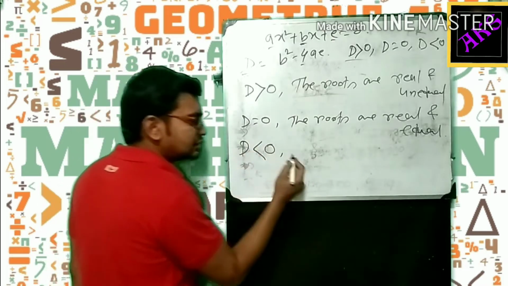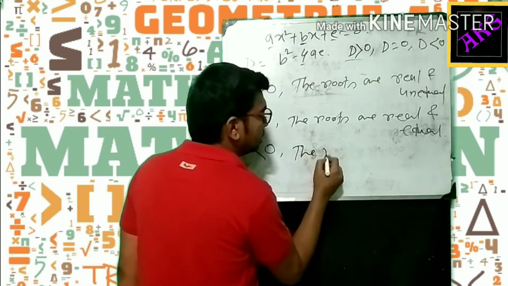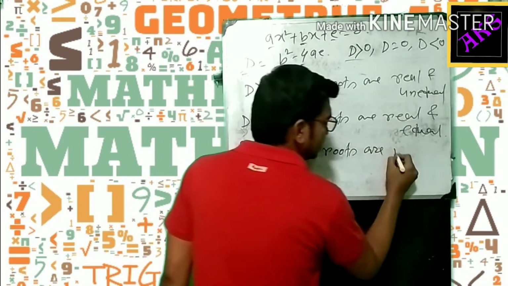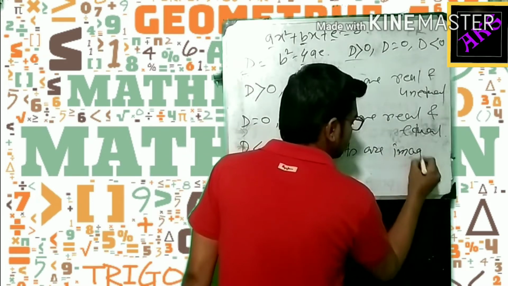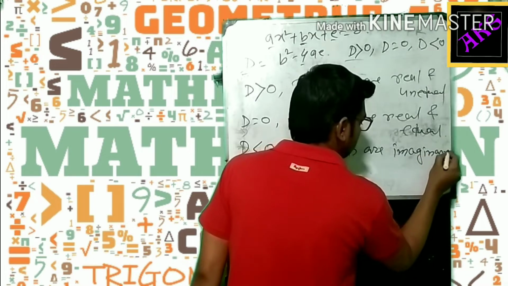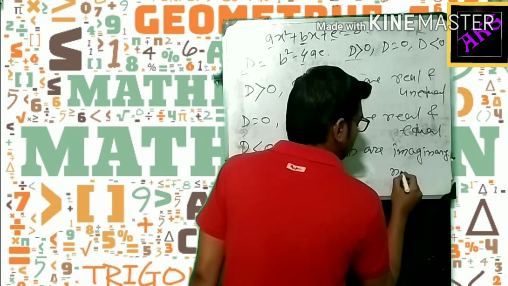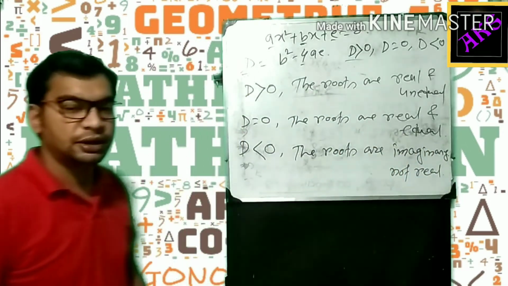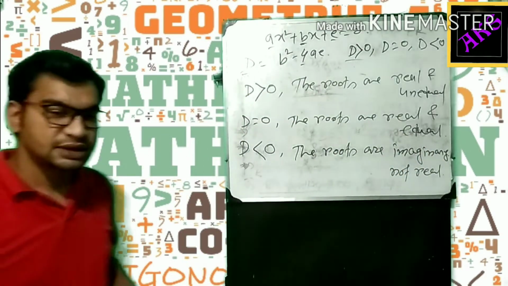If d less than 0, the roots are imaginary or not real. Okay, now 3 cases.